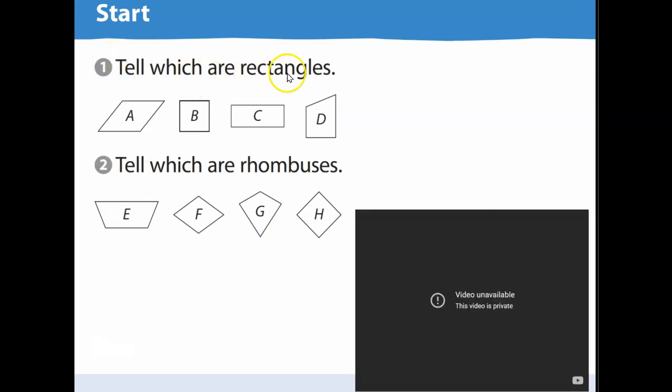Okay, so look at number 1. It says tell which are rectangles. So out of all these, which ones are rectangles? C and B. B is a special one, but it's still a rectangle. It's just a special rectangle.